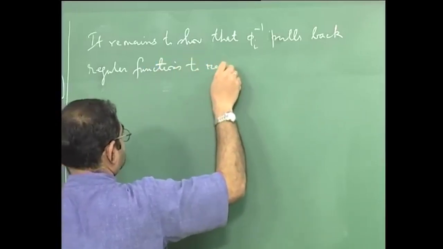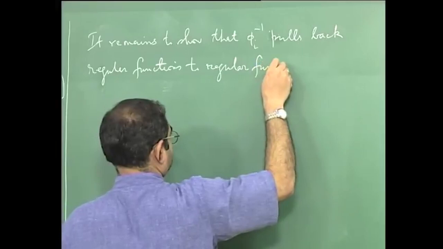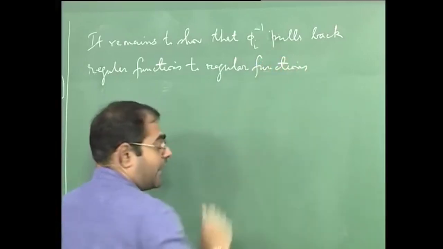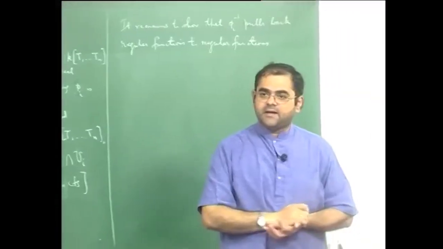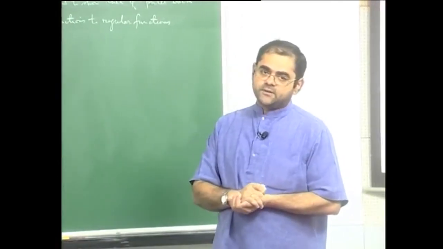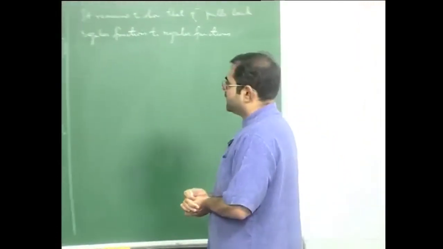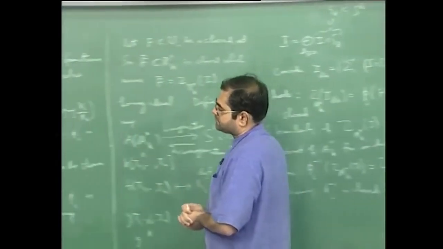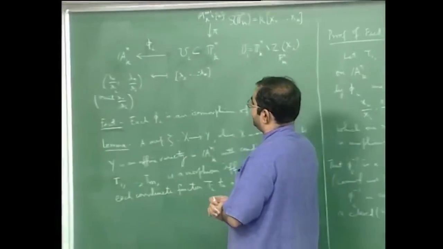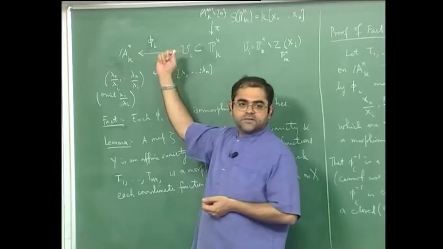To regular functions, and that would make phi I inverse a morphism, and that together with the fact that phi I is a morphism will tell you that phi I is an isomorphism. So what should I do? I have to show that this map pulls back regular functions to regular functions.